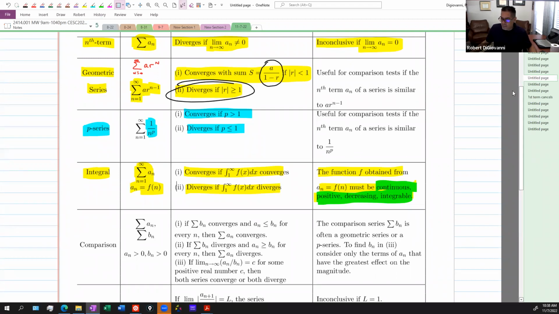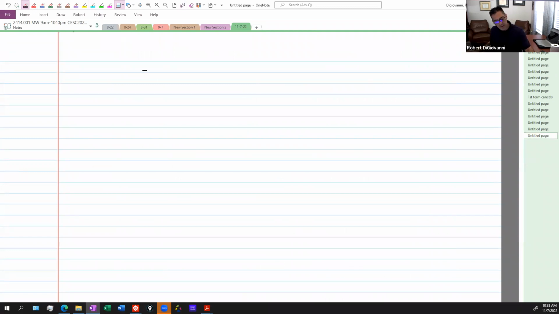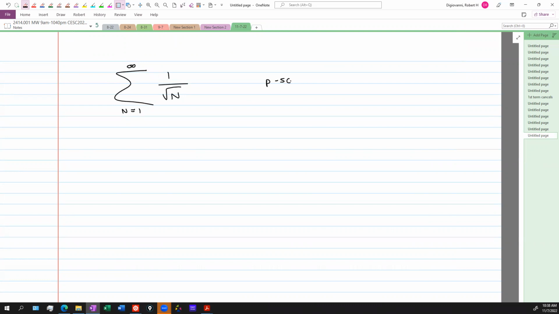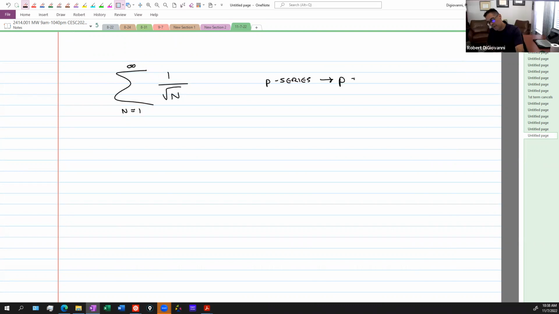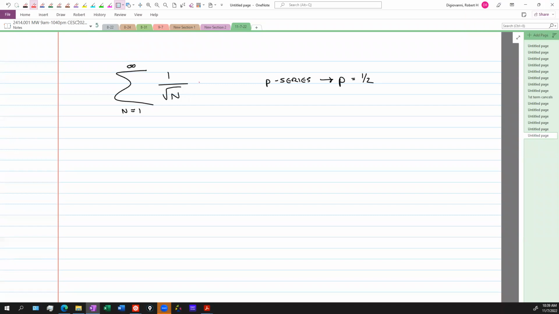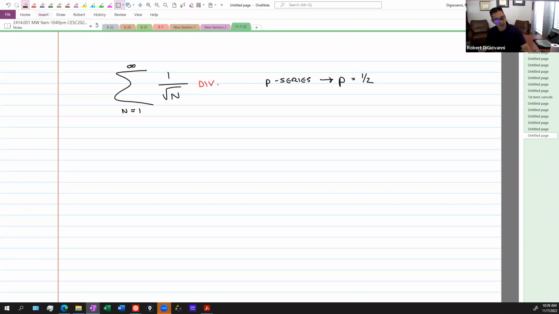So if I give you some examples of this, like just looking at this, does that converge or diverge? So what's the power on that n? 1/2. P-series. P is a half. And what happens with the P-series when your P is smaller than or equal to 1? Diverges. Okay, this diverges. Now, if you did this, that would be a P-series, right? Here, P is 3, which is greater than 1. Over here was less than 1. And so this will converge.